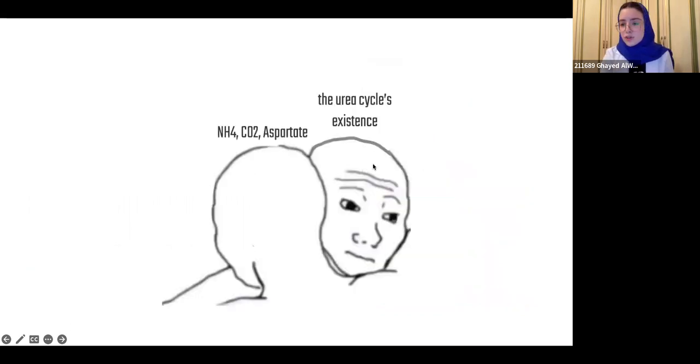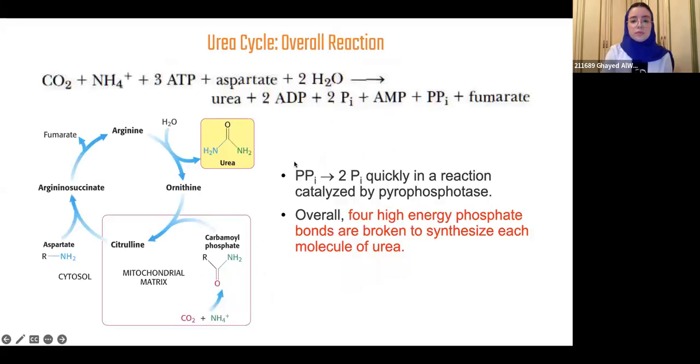This is a little visual representation. For the urea cycle to proceed, we need the nitrogen atom from ammonium, the carbon atom from carbon dioxide, and the nitrogen atom from aspartate. Okay, so this is the urea cycle, the overall reaction. I know it looks pretty long, but by the end, I promise you, you'll get every part of this. Like we mentioned, you already know half of this. We need the carbon atom from carbon dioxide, and we need the nitrogen atom from ammonium.